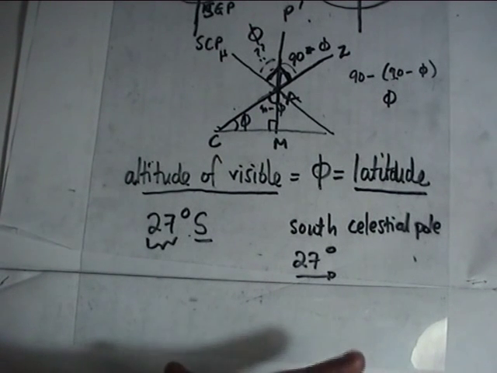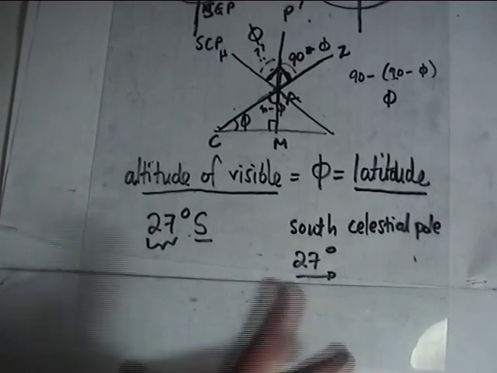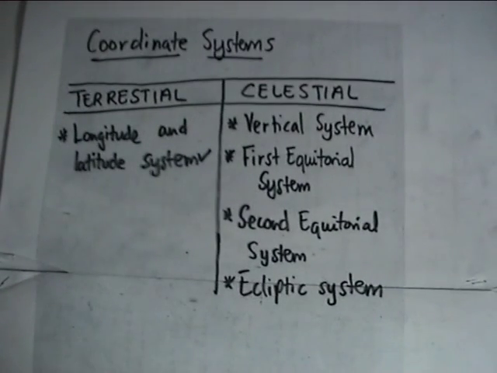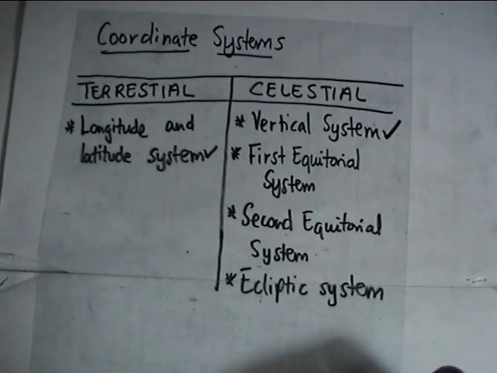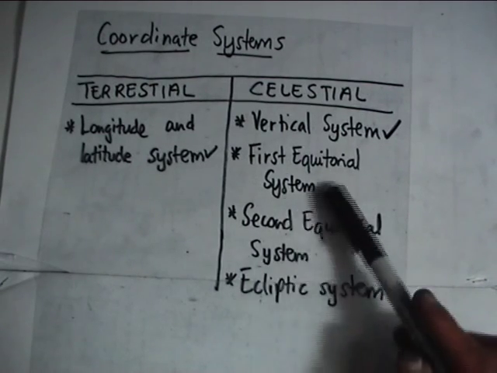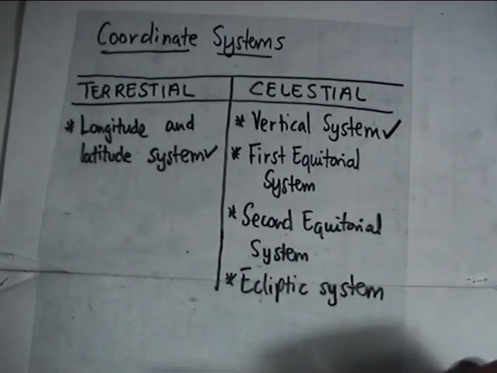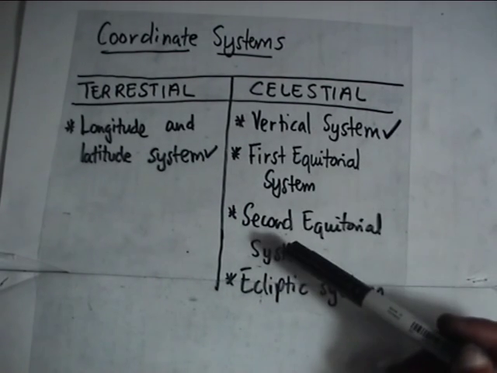So we are done with the vertical system. I hope you understand. And in the next video, we are going to start our first equatorial system. Let me show you our game plan. Our game plan now says we are done with this. We now need to move to the first equatorial system. When we go to the first equatorial system, we'll see how to measure the angles, and we'll do the same for the second and then the ecliptic. So for now, let's just stop the video here and prepare for the first equatorial system.